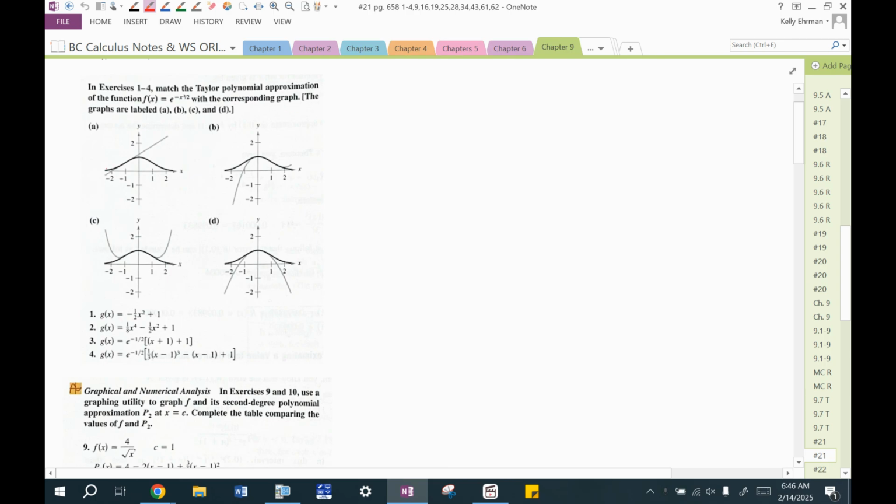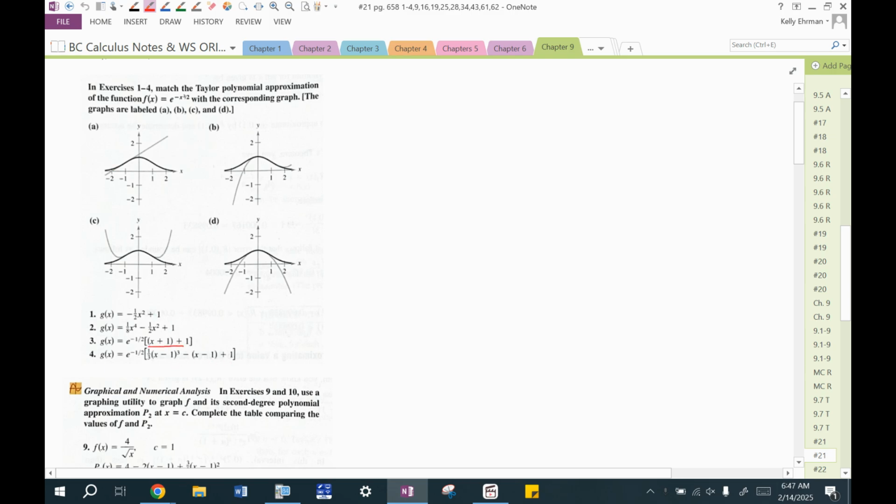So f of x looks like a bell curve, and the Taylor approximation is the gray one. I'm just going to match the shape of the gray graph, end behavior and things, to what type of polynomial it should be. Like the first graph A is linear, so I'm just going through and looking for a linear piece.